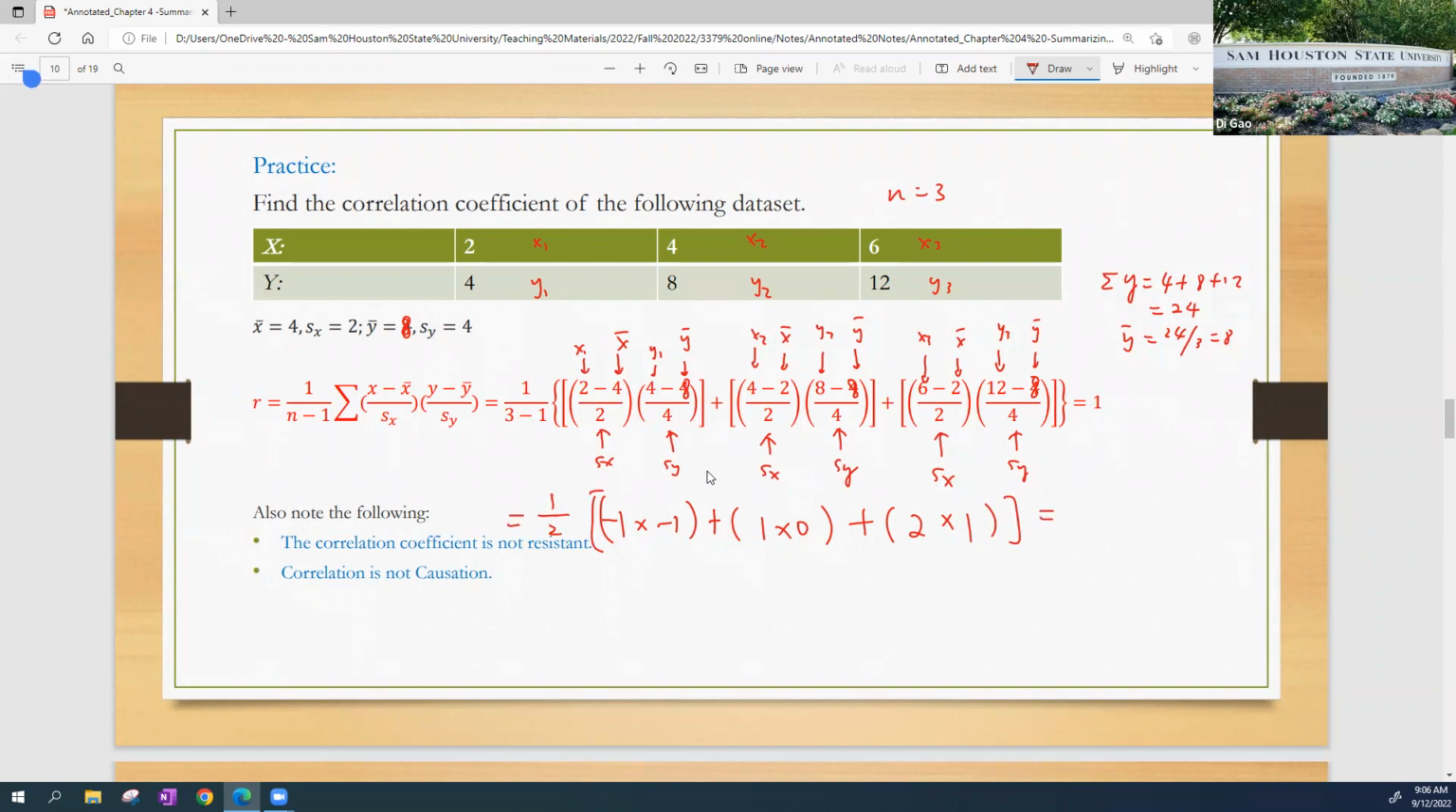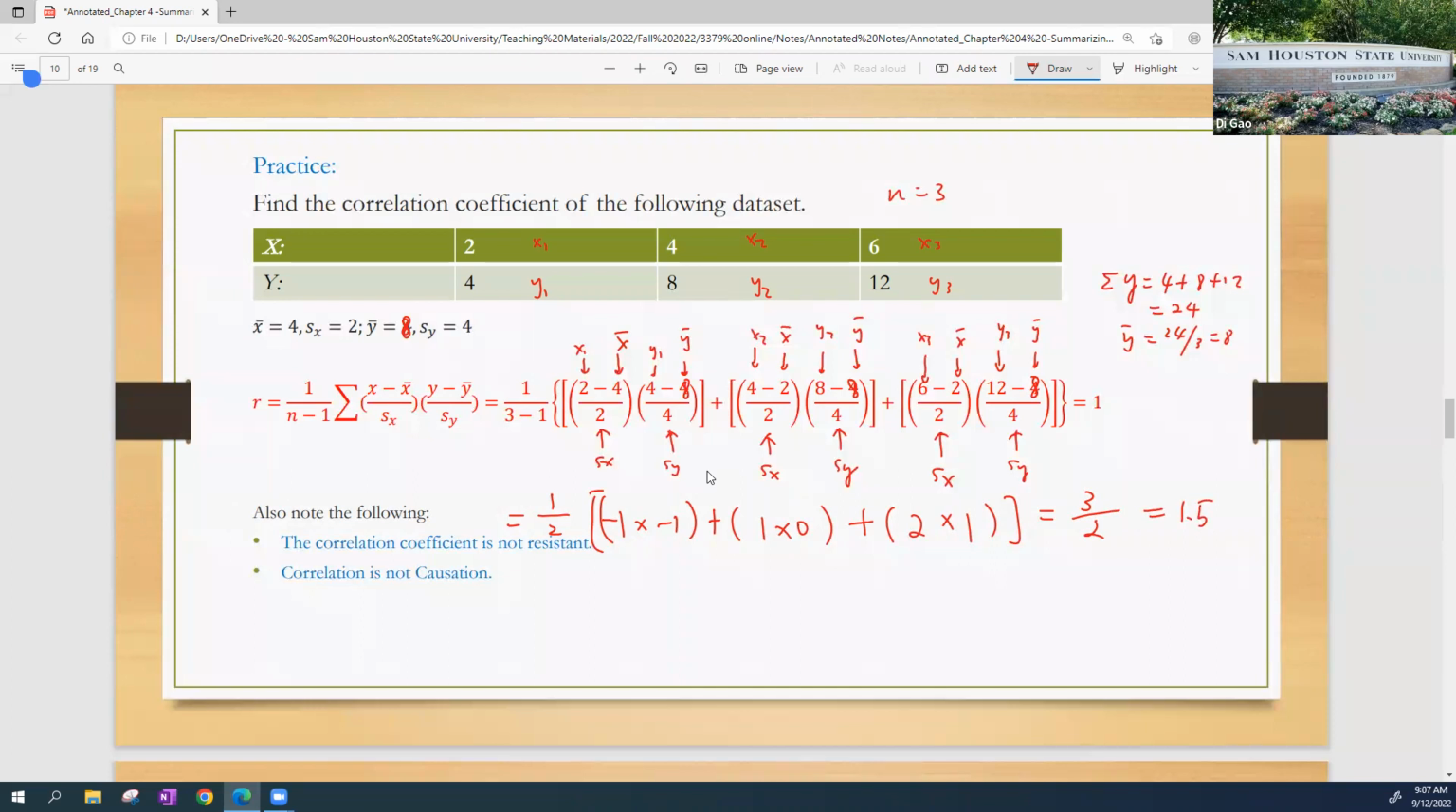And then we have 1 plus 0 plus, so negative 1 times negative 1, that's 1, plus 0, plus 2, right? So that's 3 over 2, so 1.5.